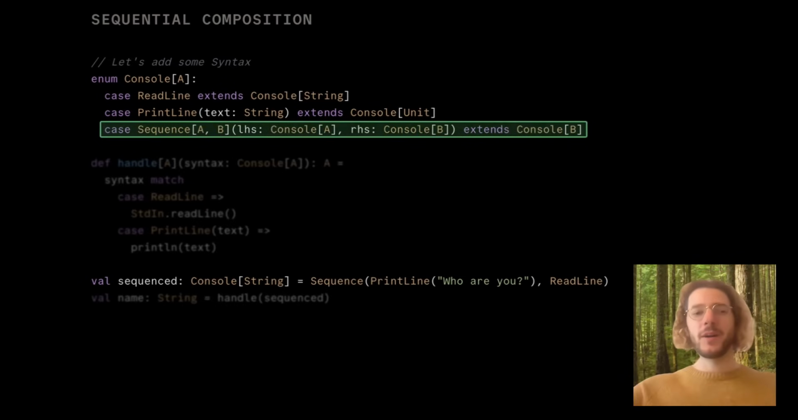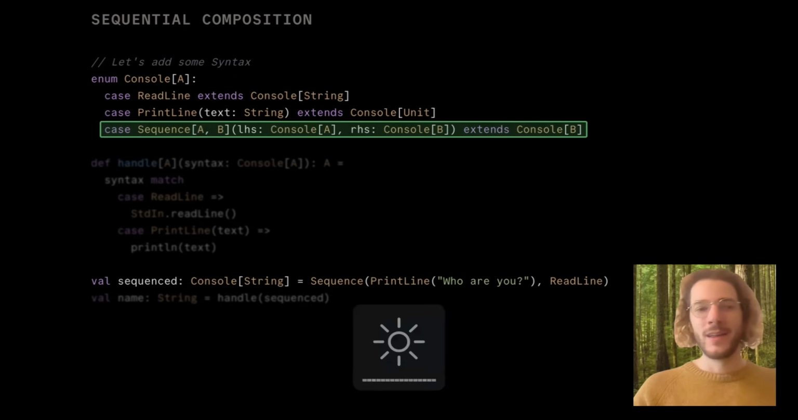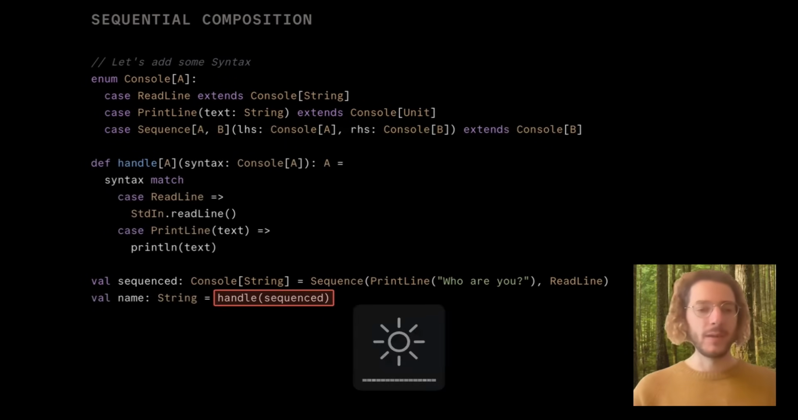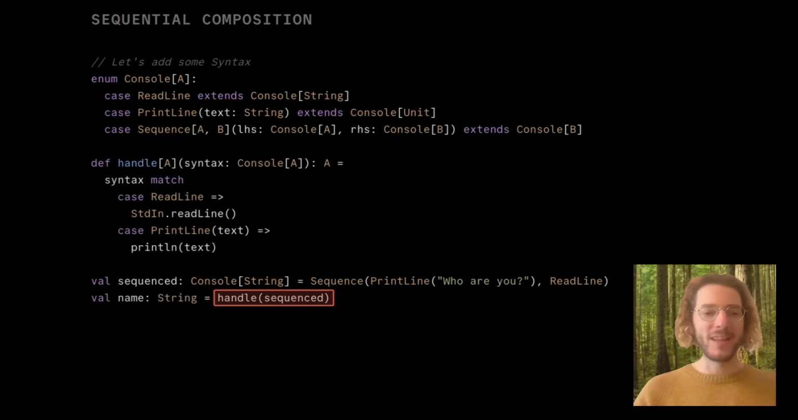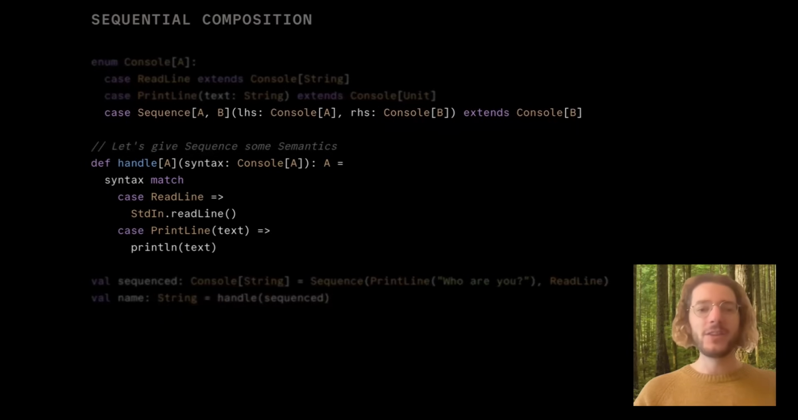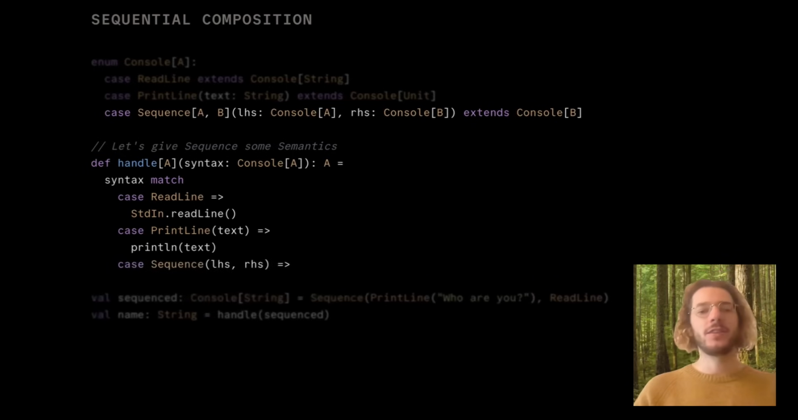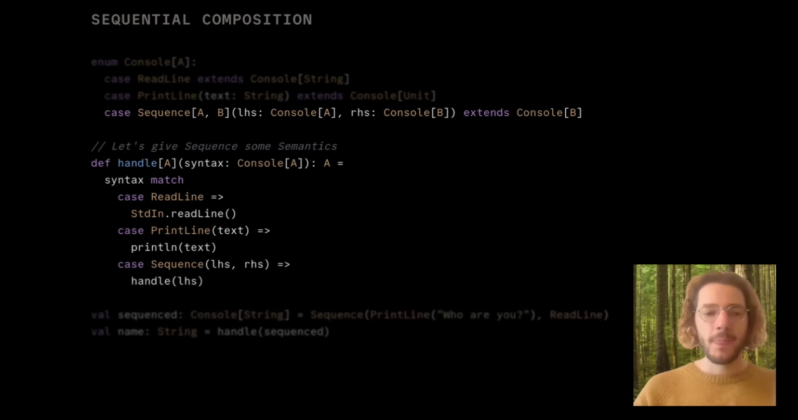Okay, so that's the syntax part done. Check, thumbs up. We have syntax for console. Next, we have to actually implement handling for this, because right now it would be an error once we came to that sequence node. So let's give sequence some semantics, very sibilant today. Case sequence. So we have to handle this case.